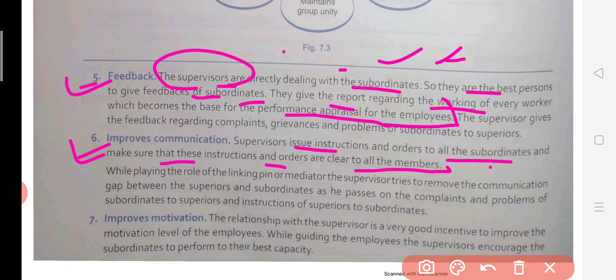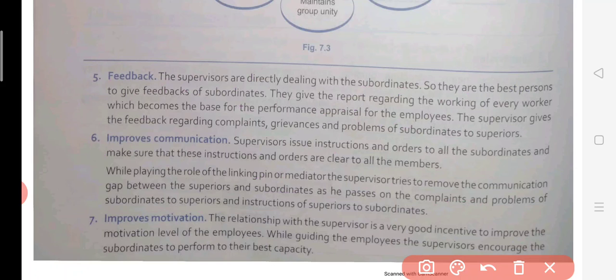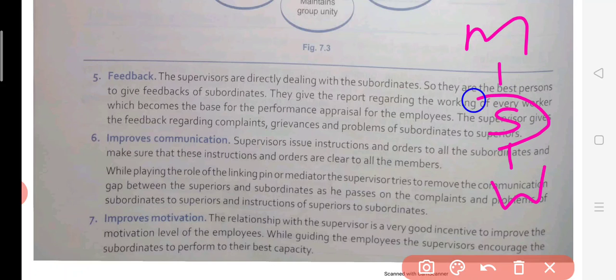Okay, so while playing the role of linking or mediator, the supervisor tries to remove the communication gap between the superior and subordinate, as he passes on the complaints and problems of subordinates to superiors and instructions of superiors to subordinates. Now what happens? The supervisor is a kind of person who is trapped between the top level and middle levels. So it is just like the middle level is there, and below it there will be the supervisor, then at the bottom it will be the worker. So it is a kind of mediator. This supervisor is the mediator.